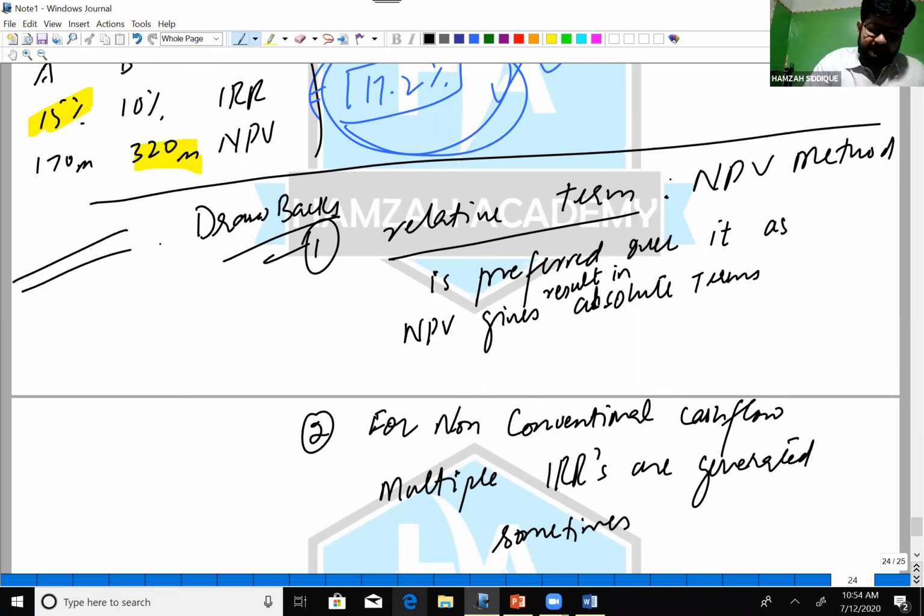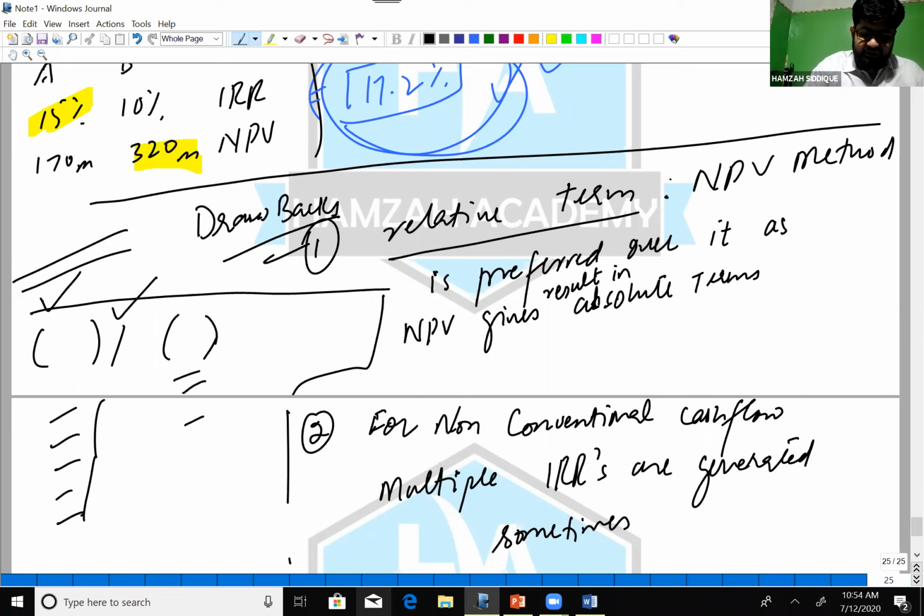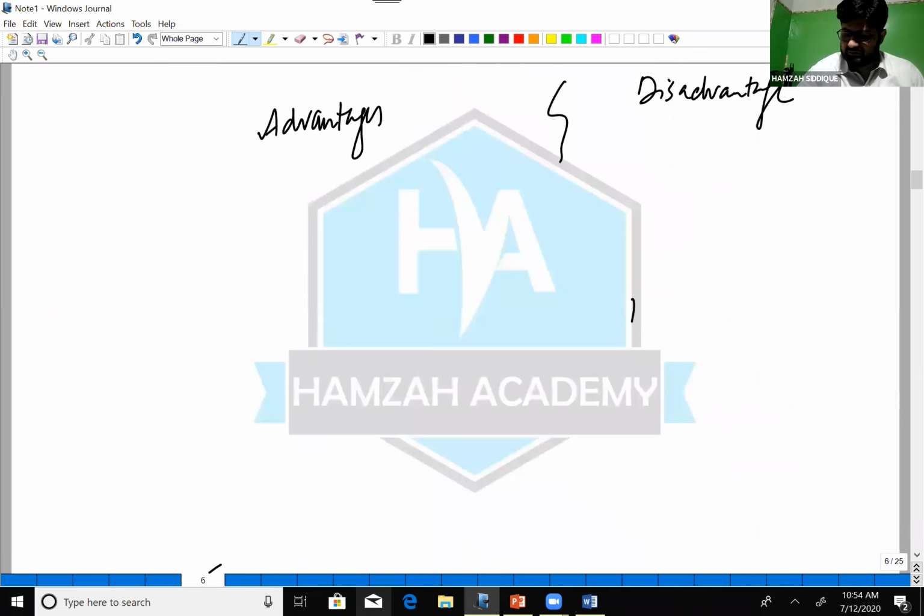Now, just see here. First of all, what is non-conventional cash flow? Conventional cash flow is the initial outflow and then inflow every year. This is conventional. What is non-conventional? Initial outflow, then inflow, then outflow, then inflow, then outflow, then negative cash flows.